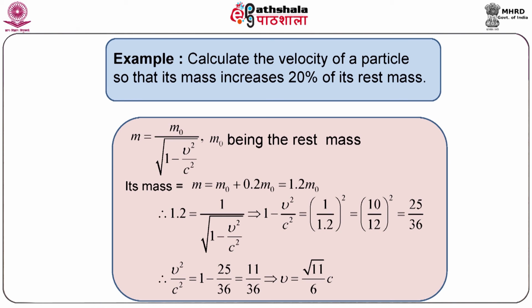Therefore, shifting v² by c² to the right hand side and this quantity to the left hand side, we get v² divided by c² is equal to 1 minus 25 divided by 36, which on subtraction gives this one. Taking square root, we get v equal to square root of 11 divided by 6 into c. As usual, c is the speed of light.